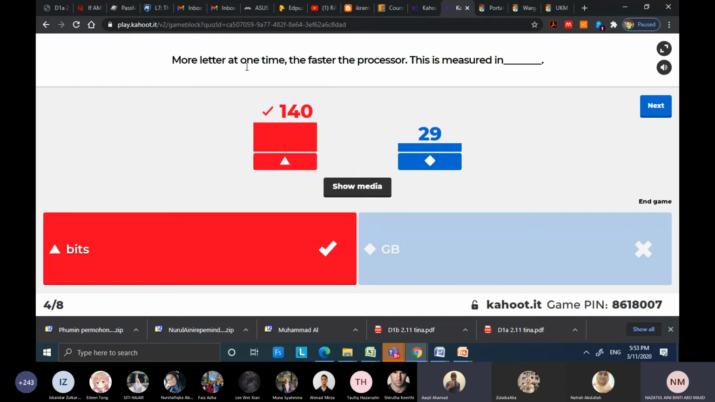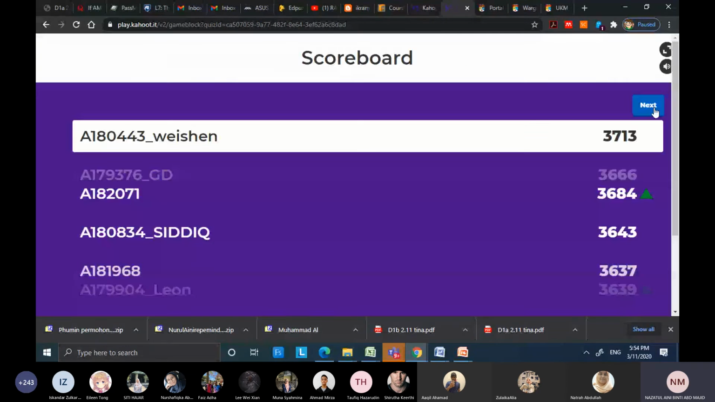Okay. The more letters at one time, the faster the processor. This is measured in bits. So the answer is bits. I hope that the wrong one is because of the technical problems.